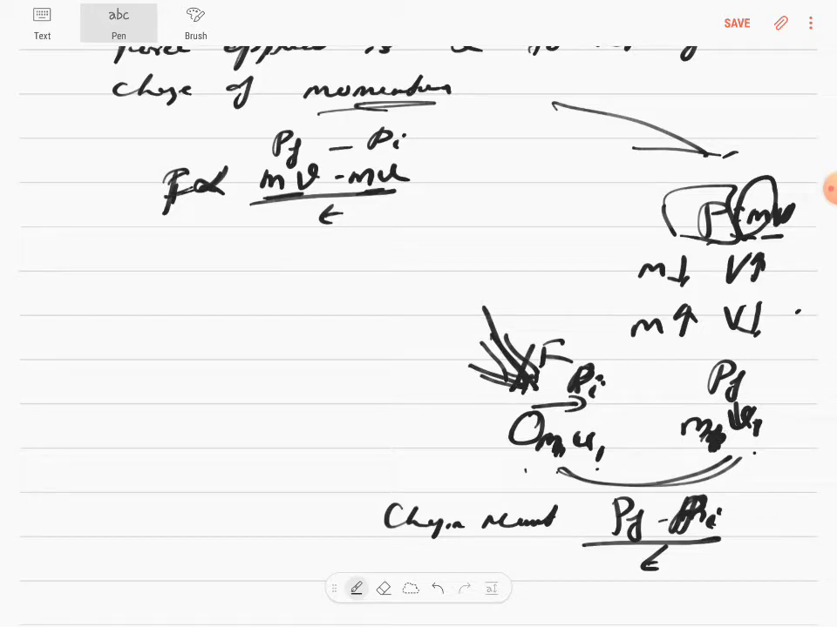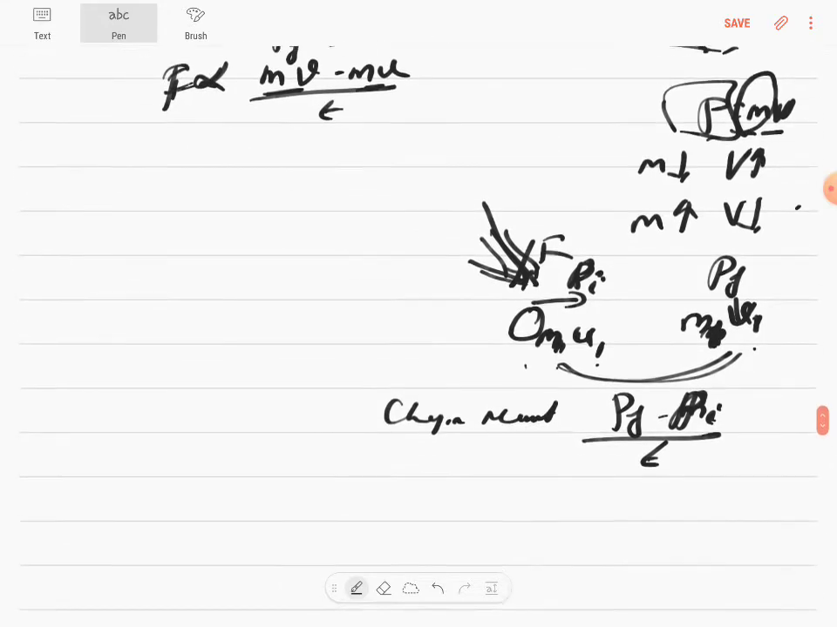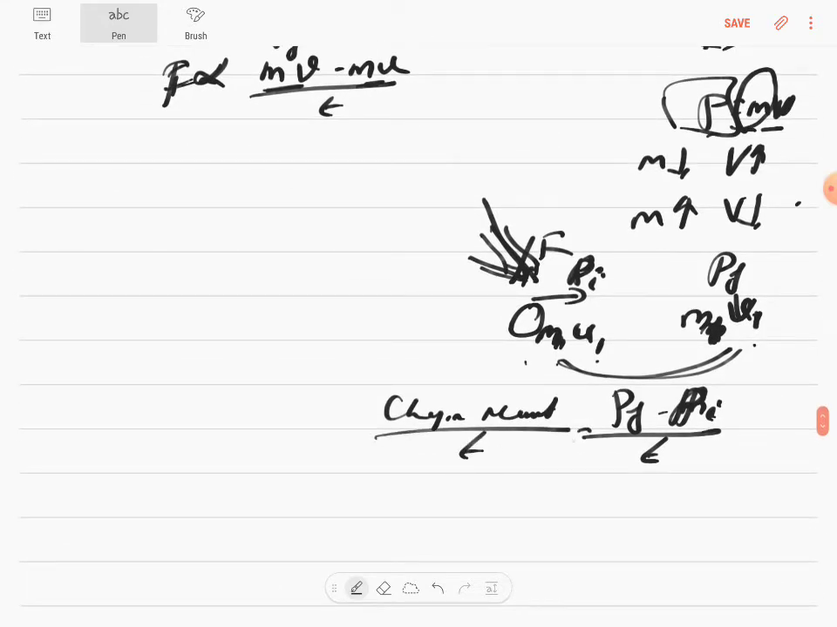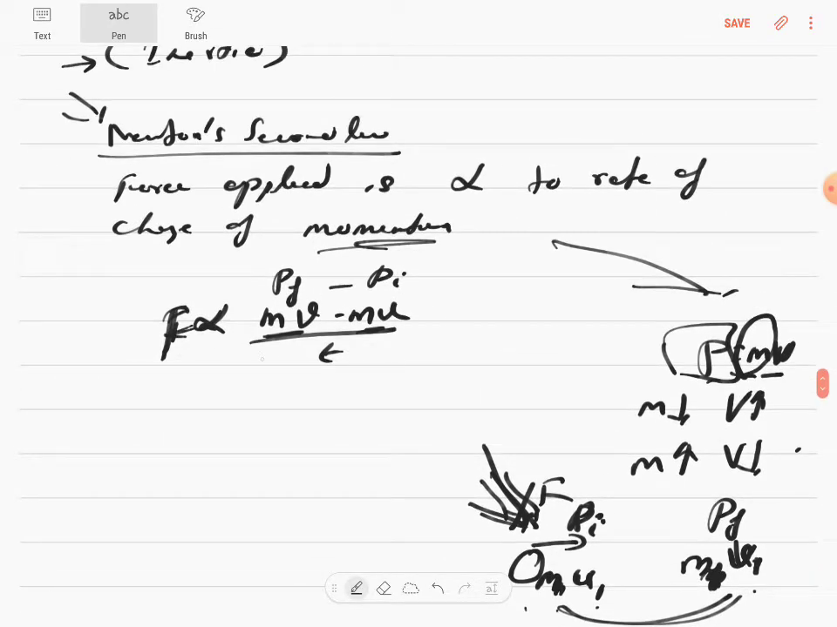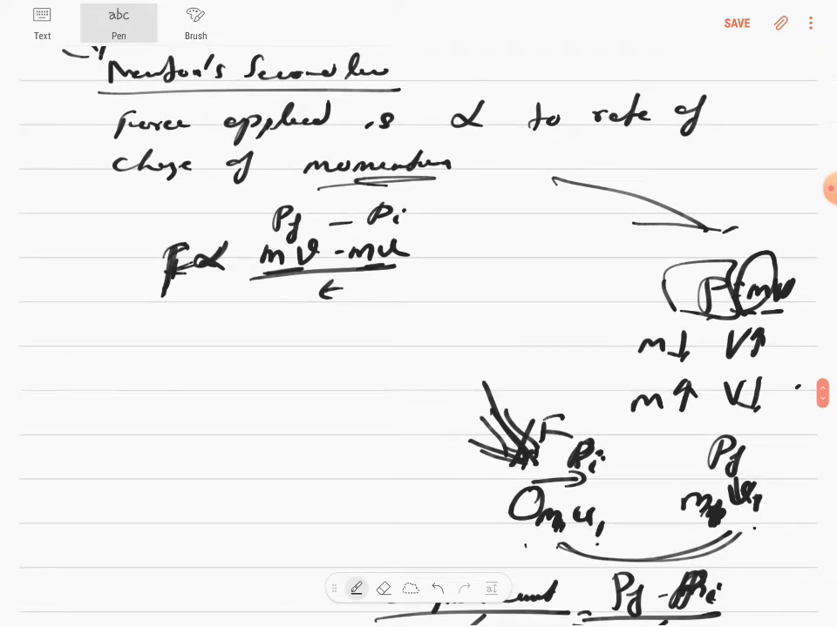You know, there is a p final and a p initial, there is a change in momentum, and that change in momentum by time, which makes it a rate of change of momentum, is nothing but the applied force. That applied force is directly proportional to rate of change of momentum. Are you clear? Very clear with this, and the example also is clear.